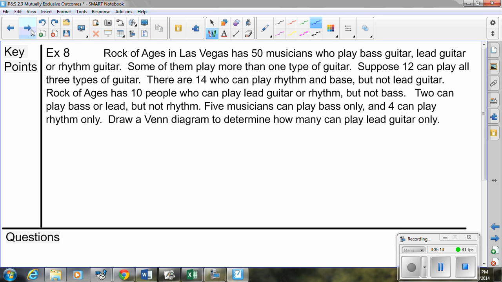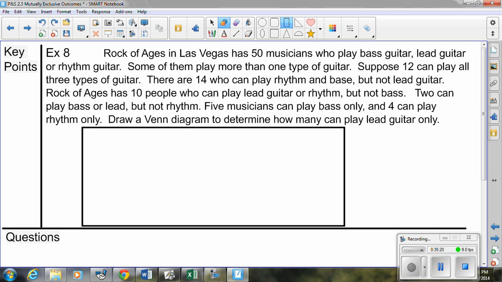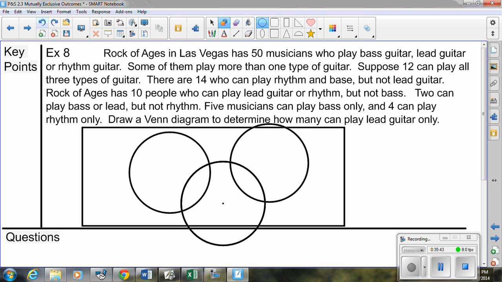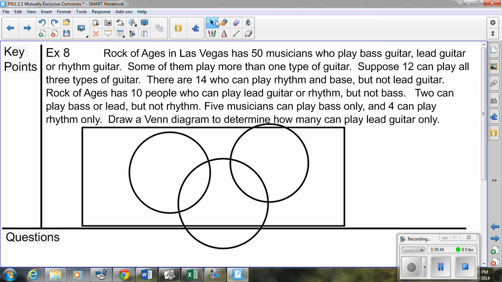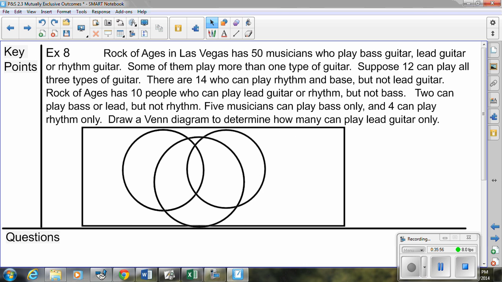What is this going to look like? Well, we have our overall piece. Here's everything. The three possibilities that we have: this could be our circle for lead guitar, this could be our circle for bass guitar, and then we could have another circle for rhythm guitar. But we've got to make sure that we get them oriented in such a way that they all fit. And so this is what we wind up with.